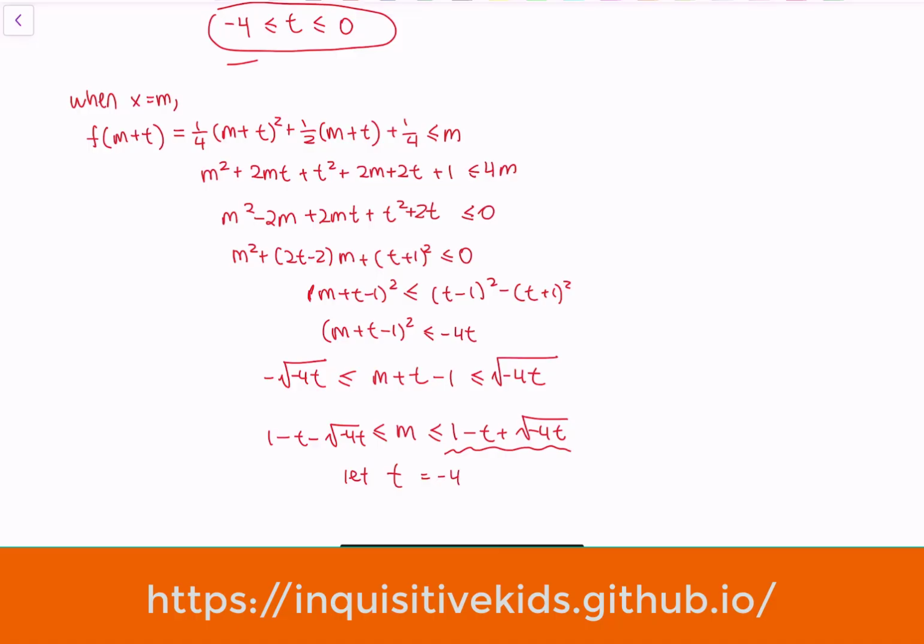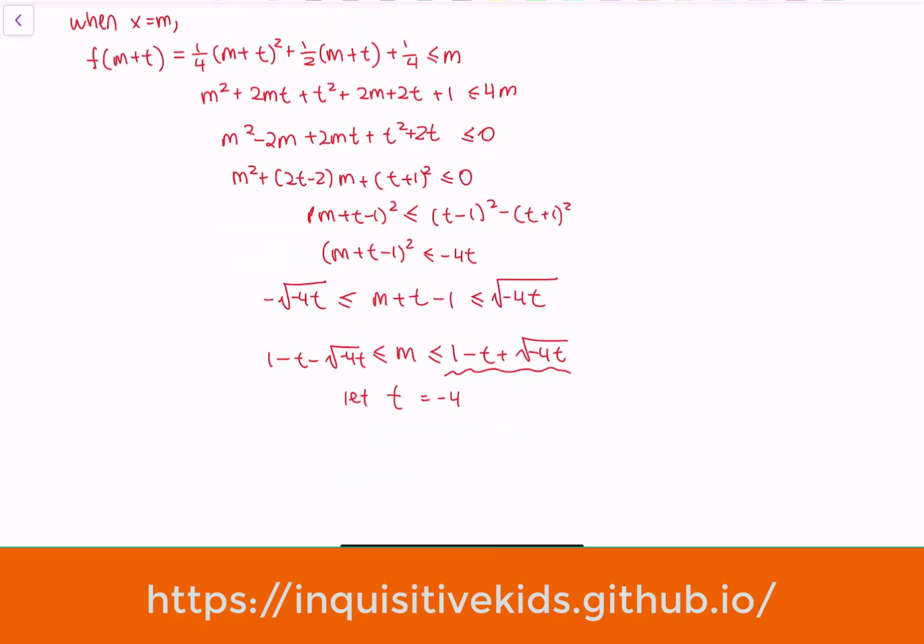So we'll have to set t to negative 4. Now let's substitute this in for our m. This means that m is less than or equal to 5 plus 4. m is less than or equal to 9. And taking the maximum, the largest m can be is 9. Now we have to check, can m equals 9 even exist?